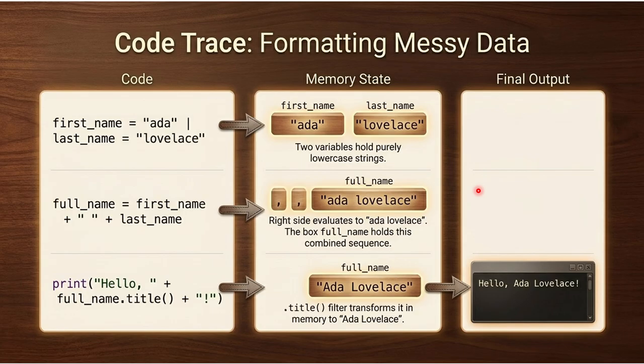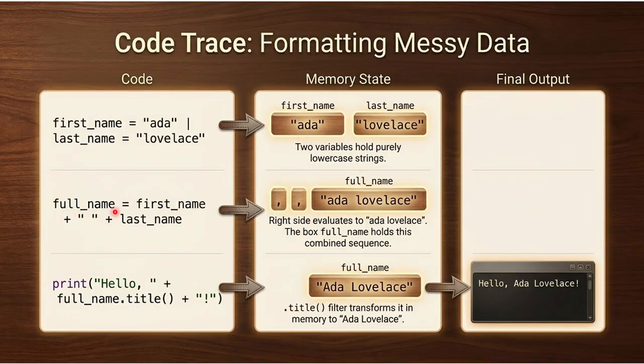So here we have this one, formatting messy data. Here we have this code: first name Ada, then last name Lovelace. In memory, a variable is created like a container in which Ada is stored. Then a last name container is created in which Lovelace is stored. So here it's written that two variables hold purely lowercase strings.